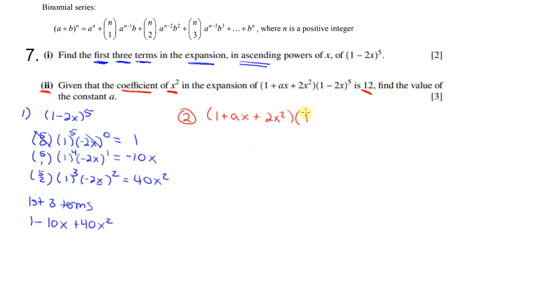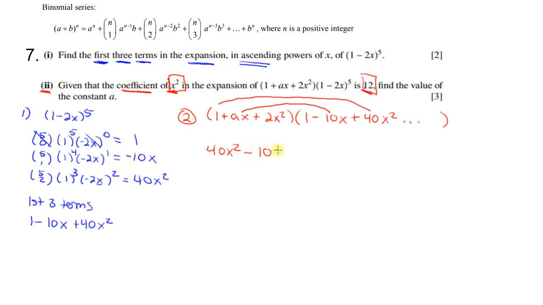So I'm going to write those terms down and think of this like foiling. Only, again, we don't have to do everything. We're just looking for terms that are going to end up with an x squared. So, for example, 1 times what equals something x squared? Well, 1 times 40x squared is going to equal 40x squared. And then I look at ax times negative 10x, which is going to equal x squared. So that's going to be negative 10ax squared.